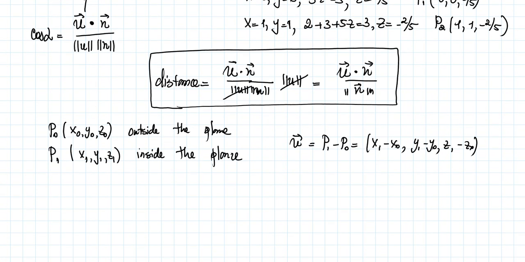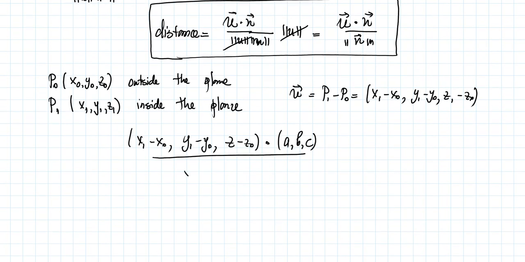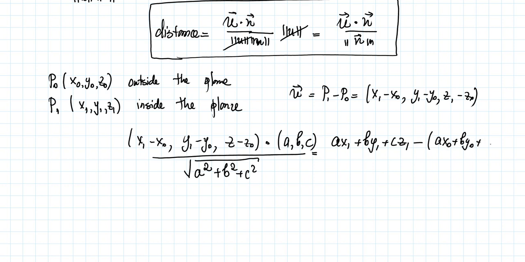Now let us just substitute this. So our u vector has three components, x1 minus x0, y1 minus y0, z1 minus z0, multiplied as a dot product by a, b, and c, divided by the square root of a squared plus b squared plus c squared, right? Because the norm of the vector is the sum of the squares of the components, and then taking the square root. If you open up the brackets and simplify the terms, you're going to have the following: ax1 plus by1 plus cz1 minus (ax0 plus by0 plus cz0), right?